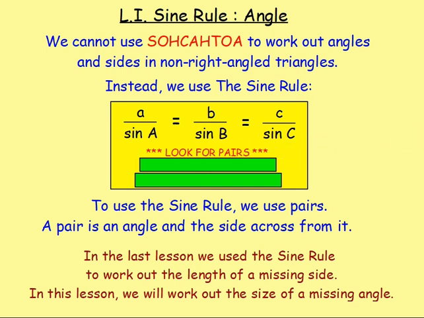And what do we mean by pairs? That's when you've got an angle and the side across from it. Perfect, yes, you are perfectly right.